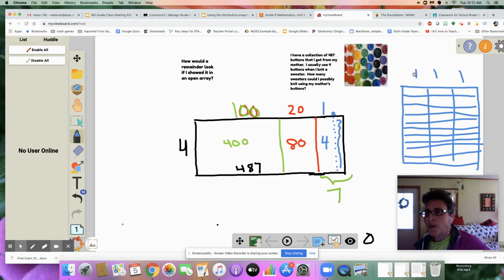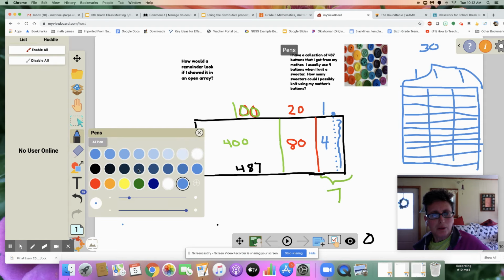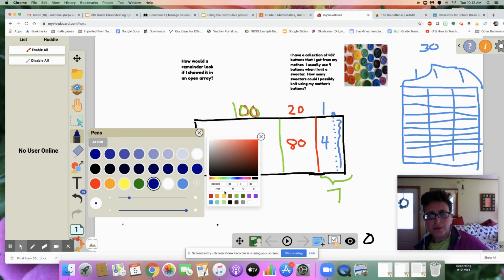Now, what I know, if I have 3, and I made these into tenths, so I have 10 over 10, which means I have 30 pieces. I have 30 tenths, that makes 3, and I'm going to break them up into groups of 4.